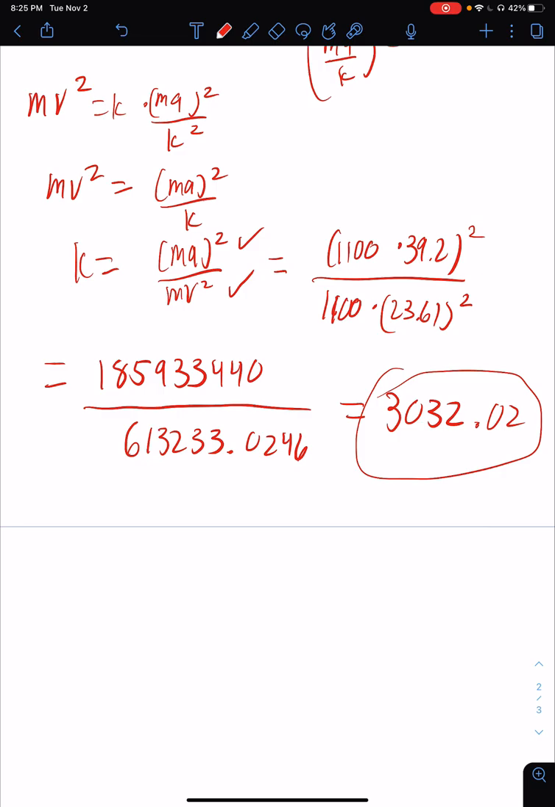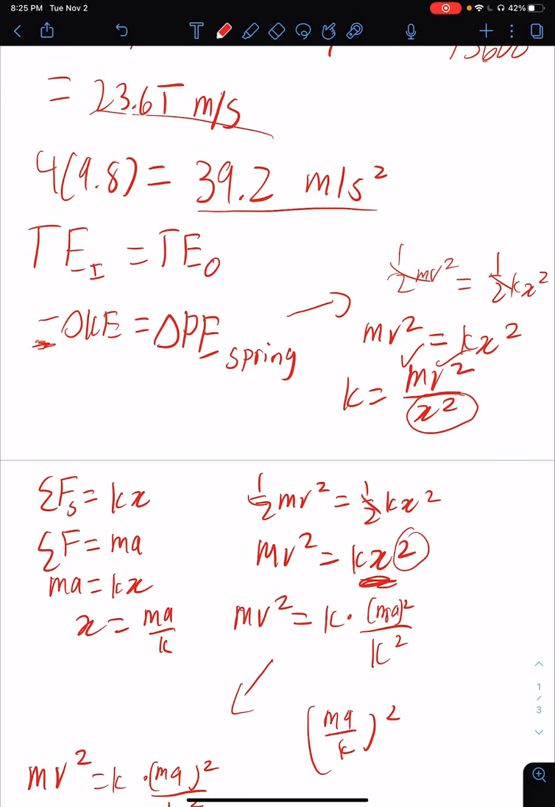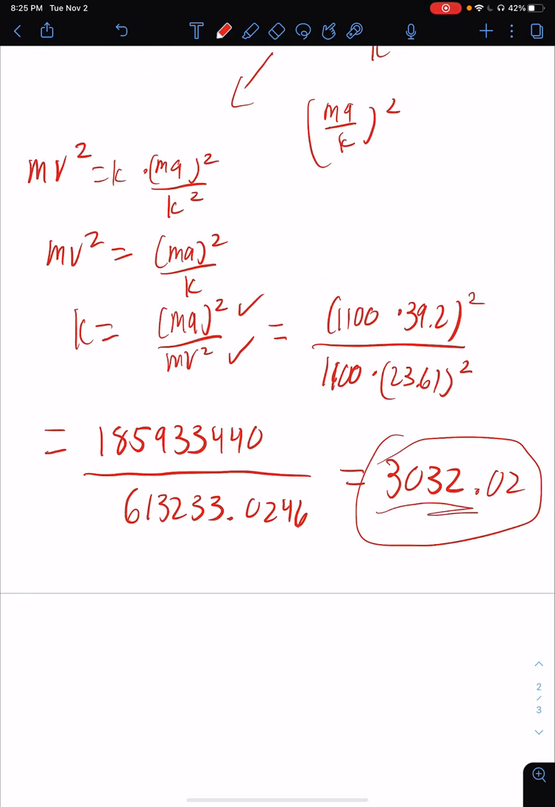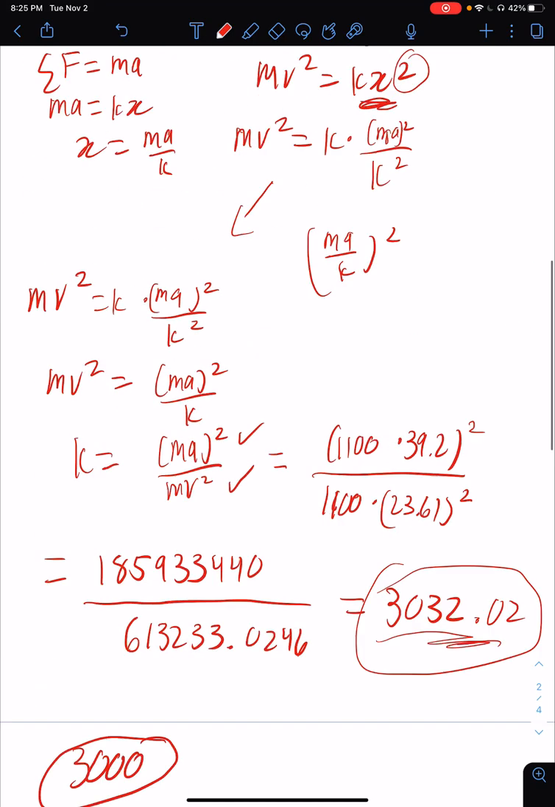Now, I think this problem was kind of difficult because you guys probably tried to use kinematics, and you can't do that since it has a maximum acceleration. So you need to derive x in terms of Newton's second law, and then you can go ahead and find this. And the question wants us to answer in two significant figures, so it's going to be 3,000. That's our final answer.